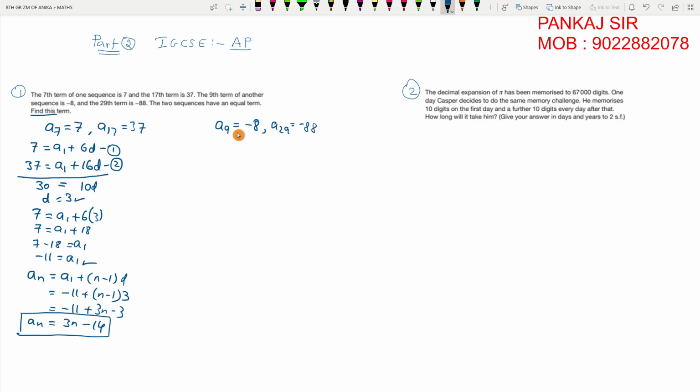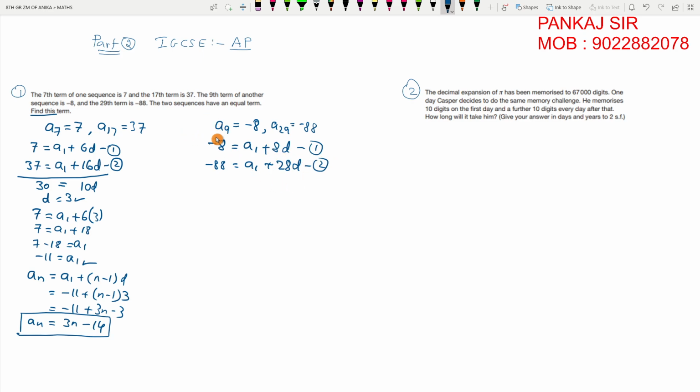A9 is equal to minus 8. So going by the same way, minus 8 will be equal to the first term, let it be A1, plus n minus 1. In this case, because this is the 9th term, n is 9, so n minus 1 will be 8. So 8D. Okay, this is my first equation. The second equation says that the 29th term is minus 88. So minus 88 is equal to A1, that is the first term, plus, this is the 29th term, so n is 29, so 29 minus 1 will be 28D. Okay, so this is my second equation, right?